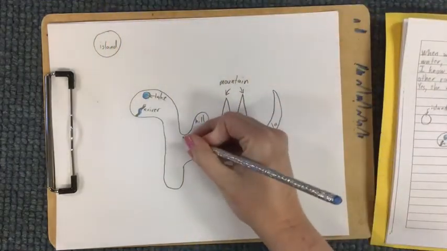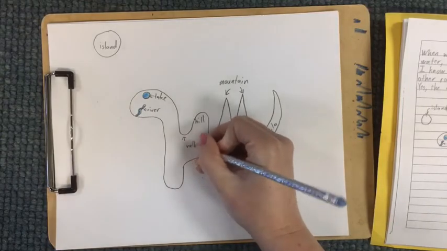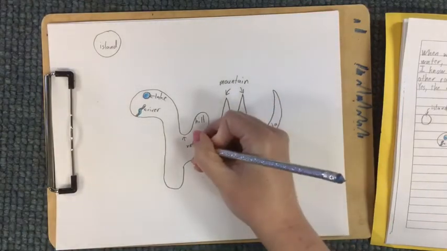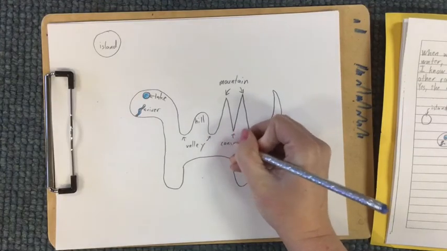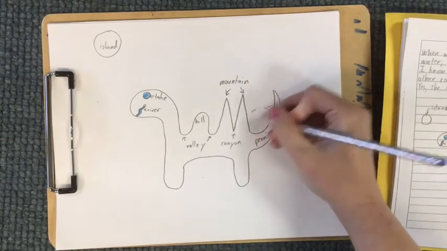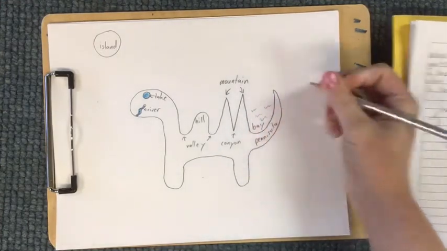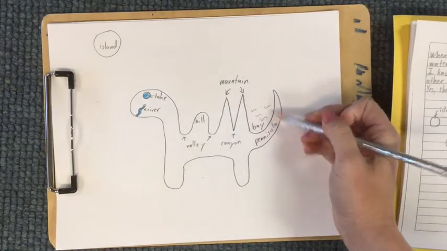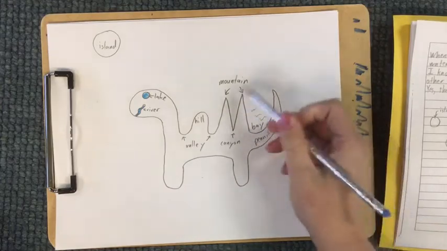C-A-N-Y-O-N. Valley, V-A-L-L-E-Y. And canyon, C-A-N-Y-O-N. And right here, we're gonna have water. I'm gonna draw some waves. This is a bay, B-A-Y. A bay is water that's protected from the rest of the ocean by land.